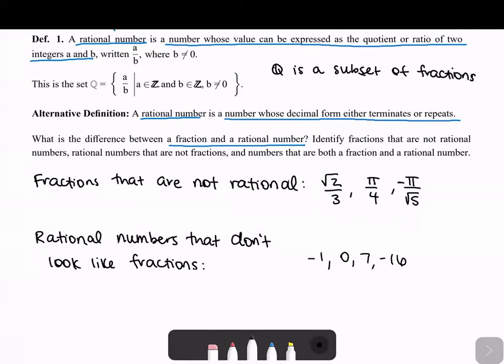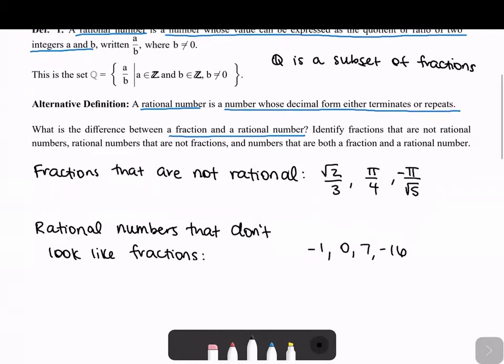Remember, because any integer we can think of as a fraction by just putting it over 1. But oftentimes, when we think about these numbers, we don't think about them as having a numerator and denominator. We just think about the whole number part here. So oftentimes, when we think of these numbers, they don't look like fractions, but they are rational numbers, because any integer is a rational number when you think about it over 1.